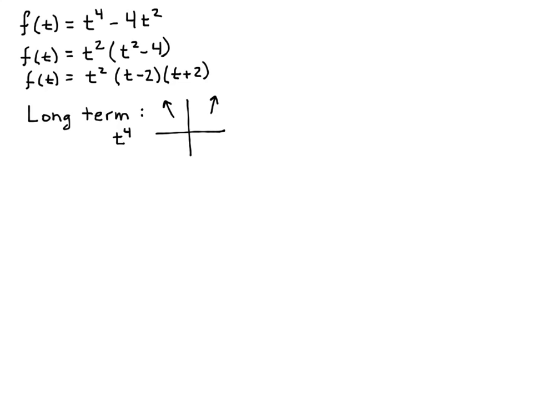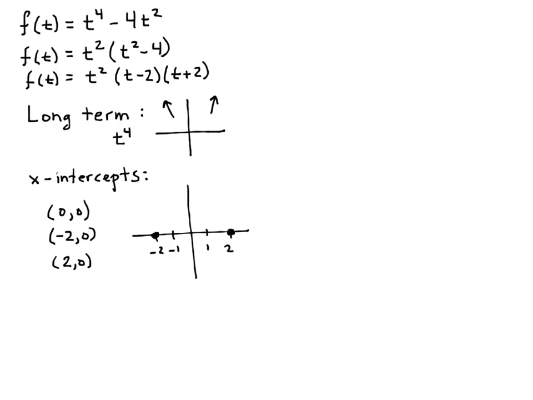So what's the long-term behavior? It's going to look like a t to the 4th function, right? Where we don't have a negative in front of that t to the 4th, so it's going to come from the upper left and it's going to go to the upper right. And so then we're going to look at our roots, and the roots of this thing, or the x-intercepts, are going to be at 0, -2, and 2. So we have these 3 points.